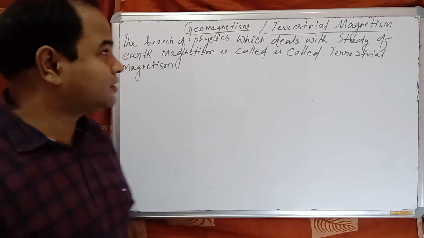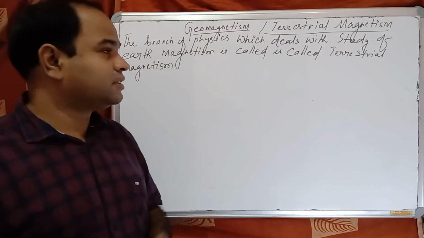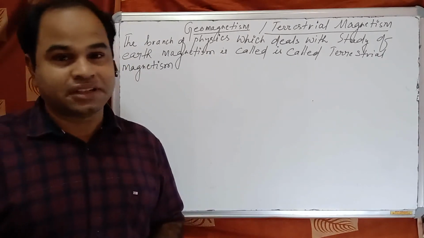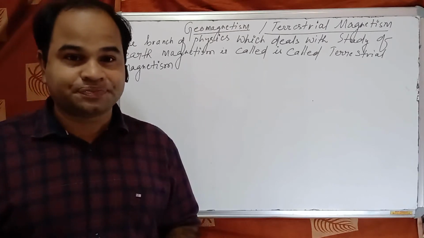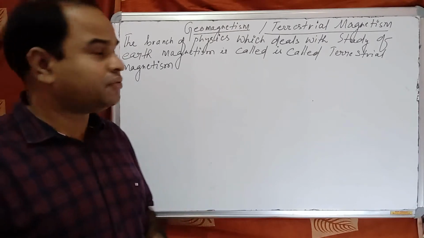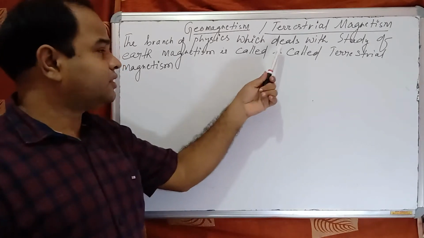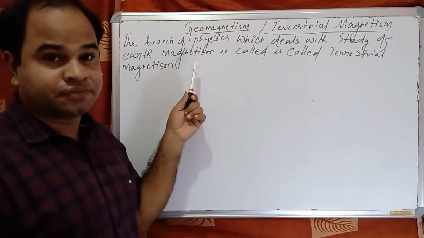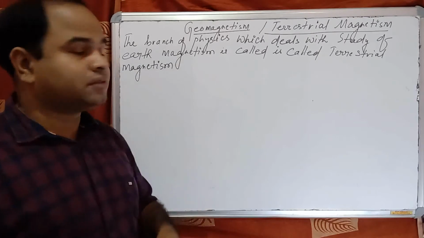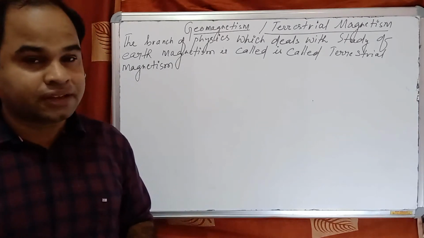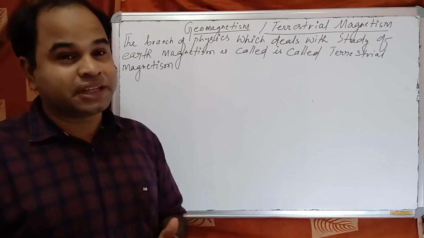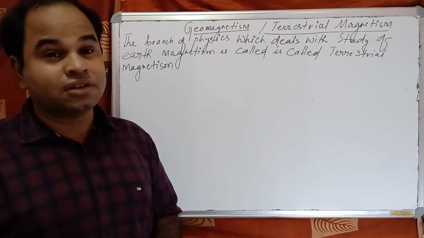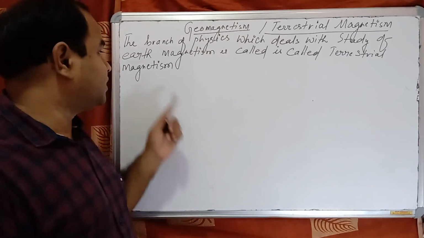Today we will discuss geomagnetism, or terrestrial magnetism. So what is this terrestrial magnetism? It is the branch of physics which deals with the study of earth magnetism, and it is called terrestrial magnetism.